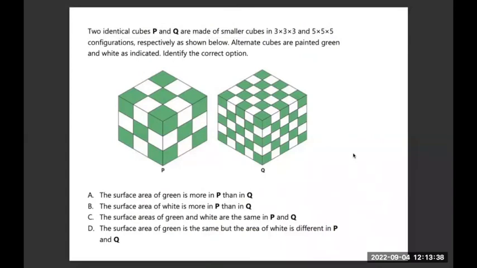Back to this question now. You're given the two cubes. Can you tell me the surface area of green in block P? Surface area of green in block P. Can anybody tell me that? In block P, the small cubes that are used are of 5 by 5 by 5.